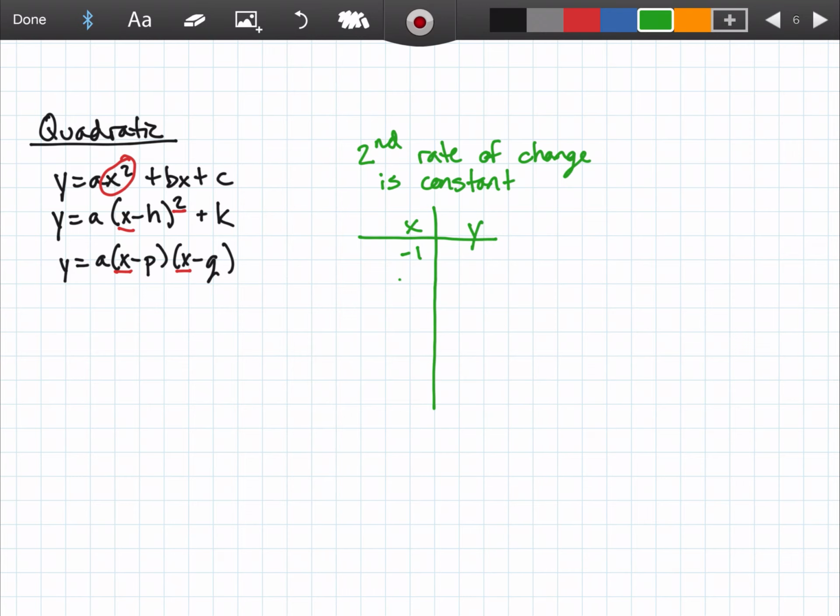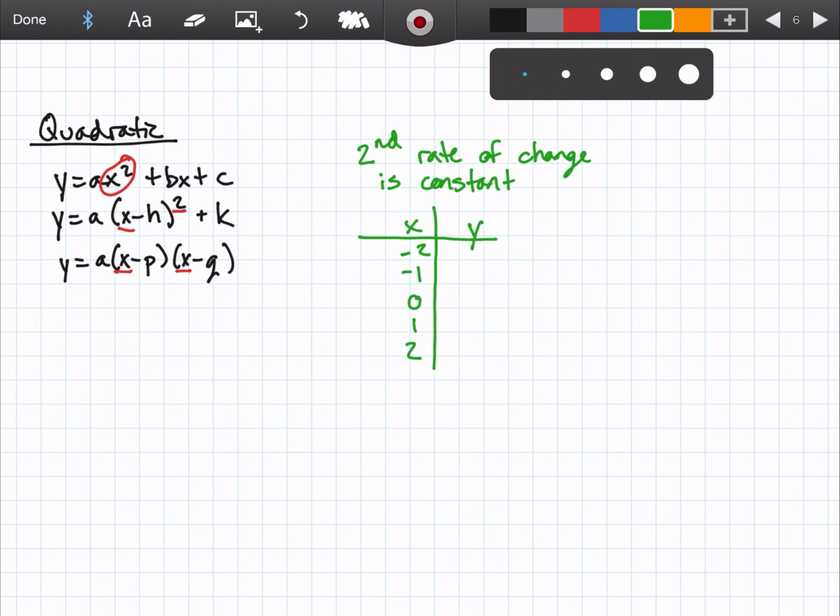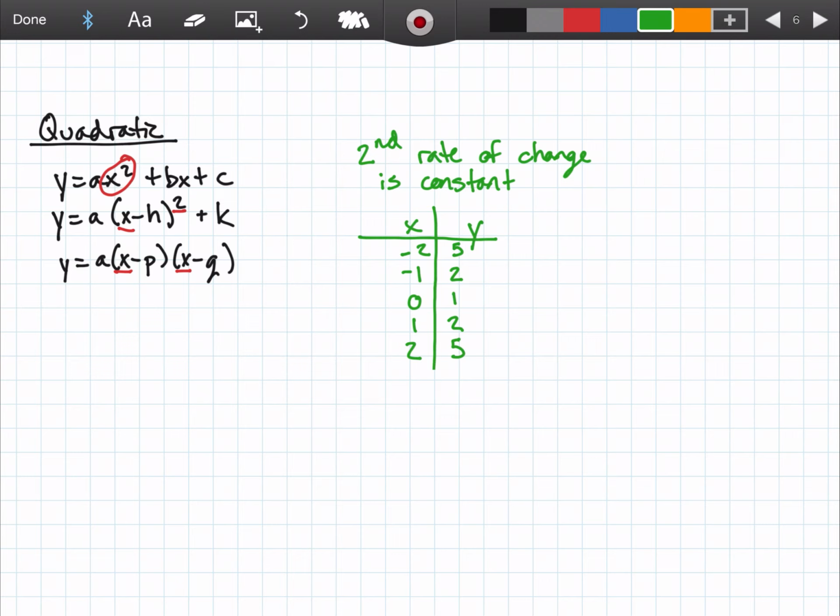So let's go -2, -1, 0, 1, 2. Let's put that in order. And so, for example, you could have something like 5, 2, 1, 2, 5. And if I'm looking at the rate of change between those, from 5 to 2, we minus 3, minus 1, plus 1, plus 3.